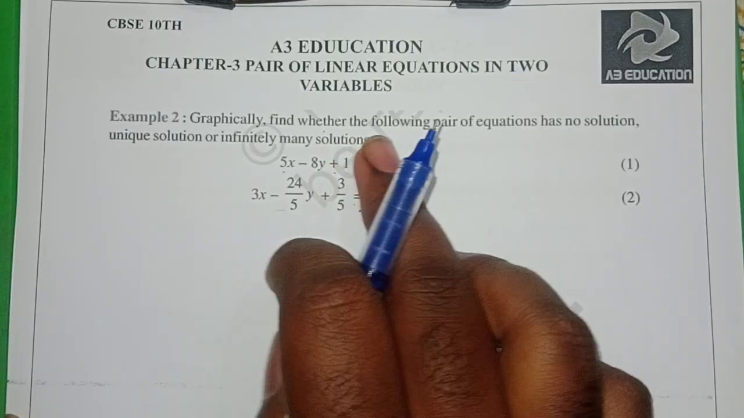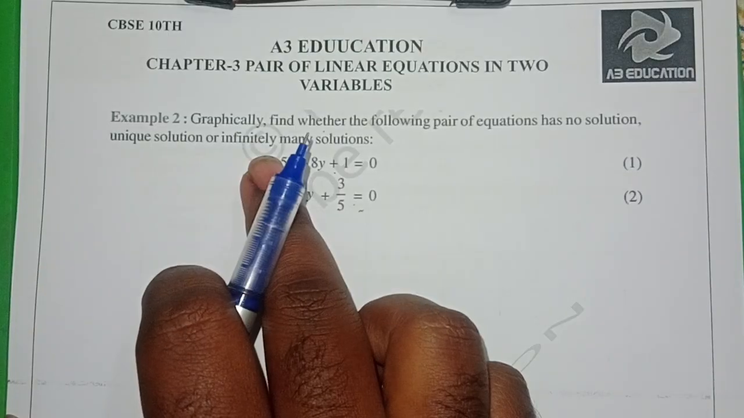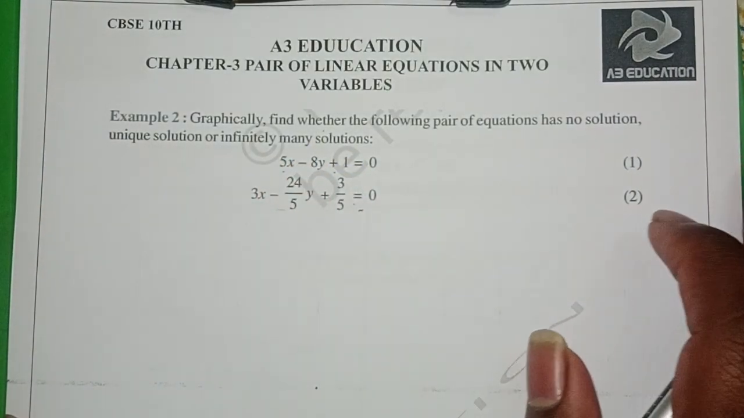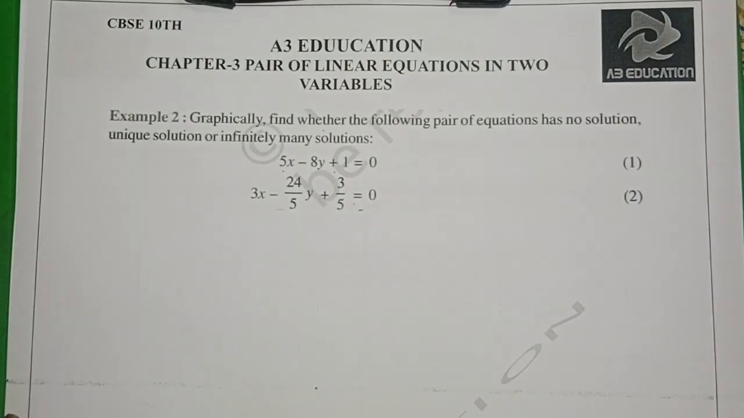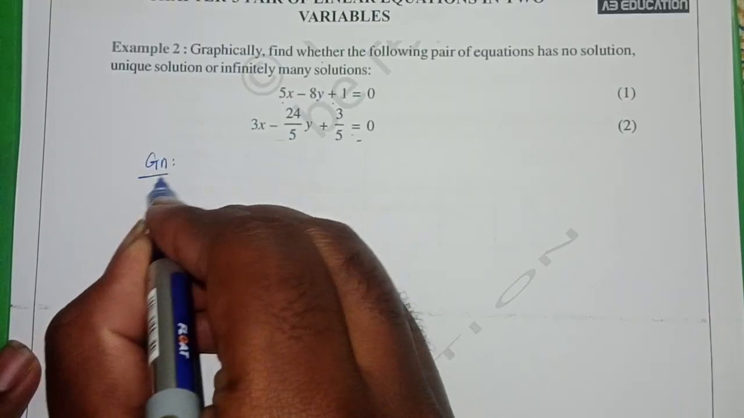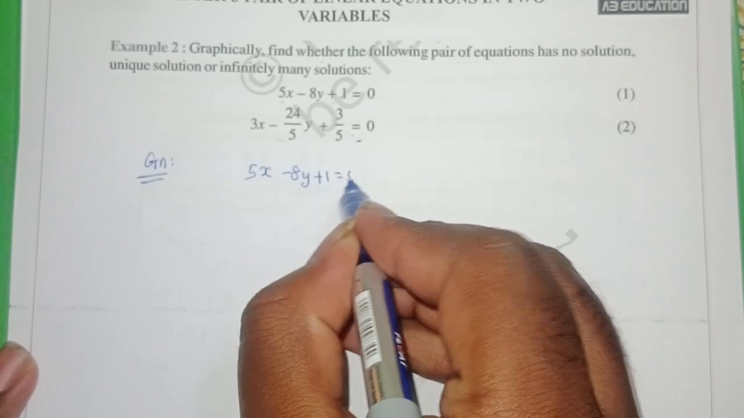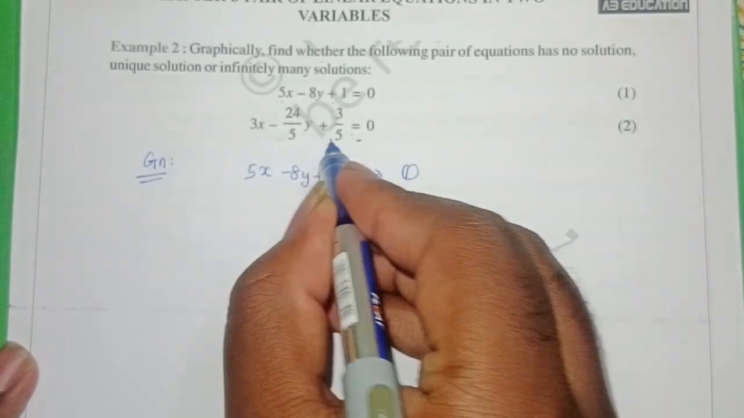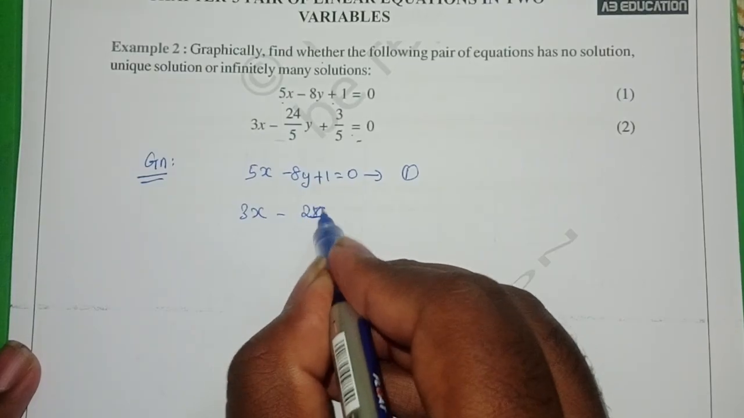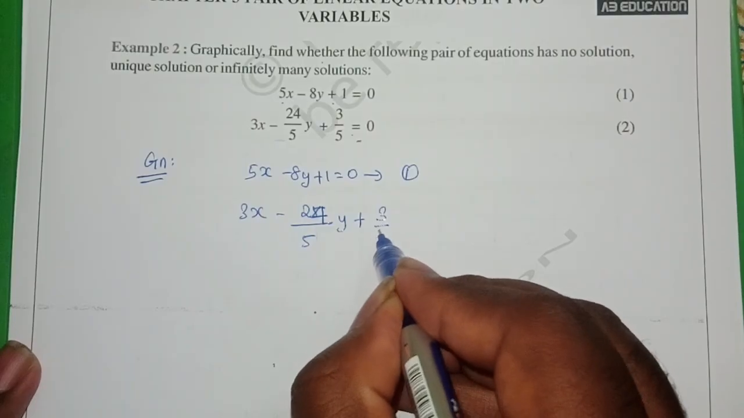Graphically, find whether the following pair of equations has no solution, a unique solution, or infinitely many solutions. We need to find whether it has a unique solution, no solution, or infinitely many solutions. First, the given equations. The first equation is in the standard form, plus 1 equal to 0. The second equation is in fractions. We will write the equation as given in the question.